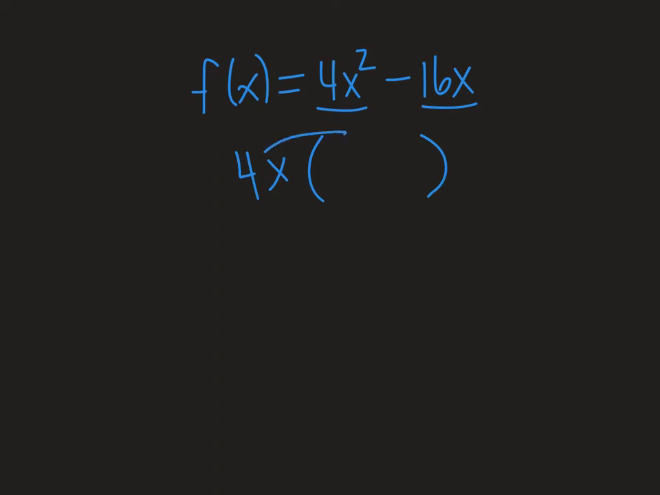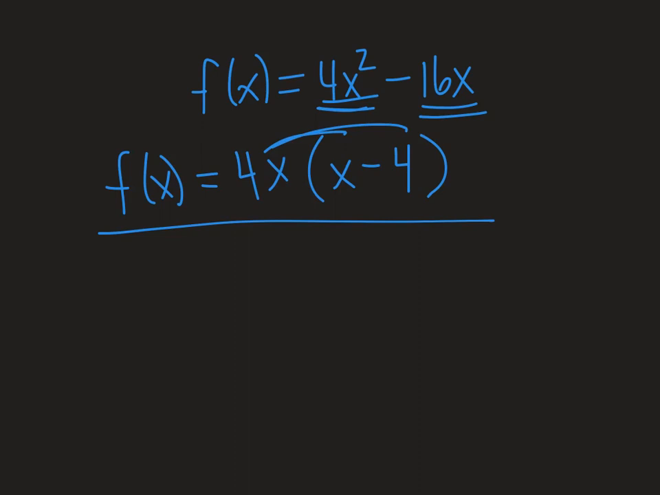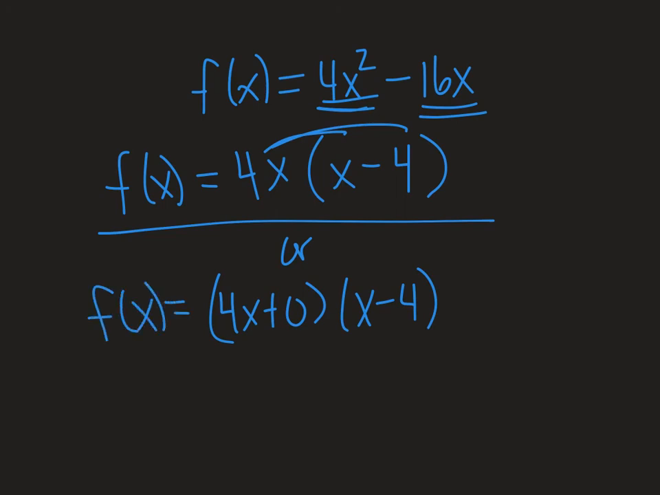4x times what gives you 4x squared? X. 4x times x gives you 4x squared. And 4x times what gives you 16? 4x times negative 4 gives you negative 16x. You can always check your work by doing distributive property, but those are your solutions. My solution is f of x equals 4x times x minus 4. Or if you prefer, with the 0, you can say 4x plus 0 and x minus 4 if you're doing the locus approach. As long as you know that these two are identical and interchangeable, you are good to go.